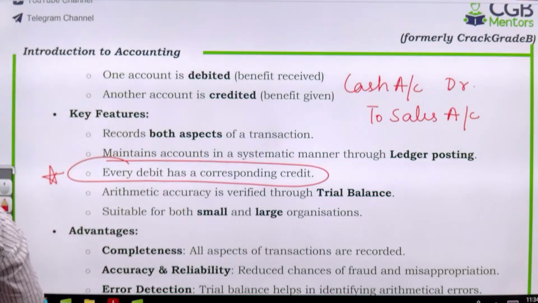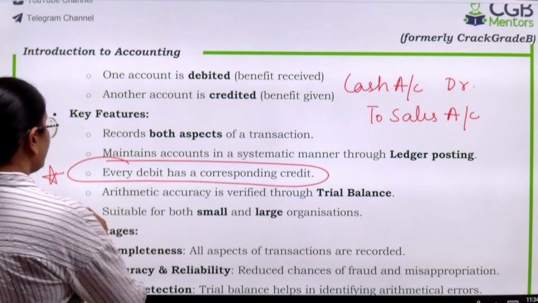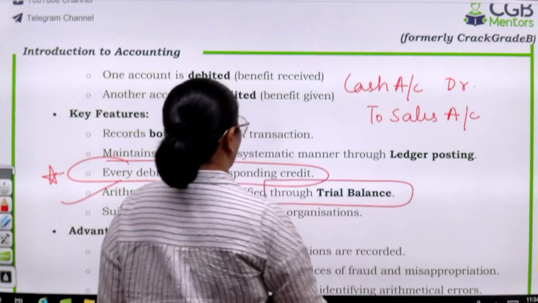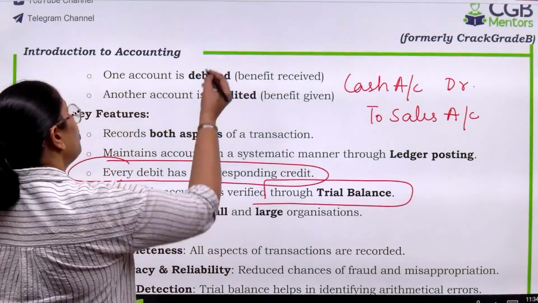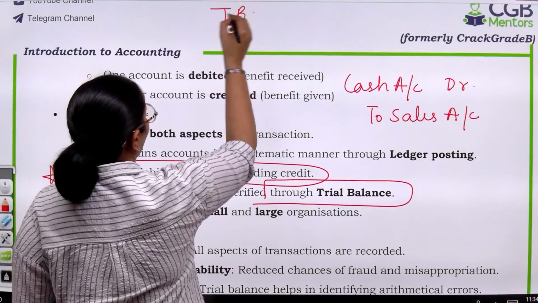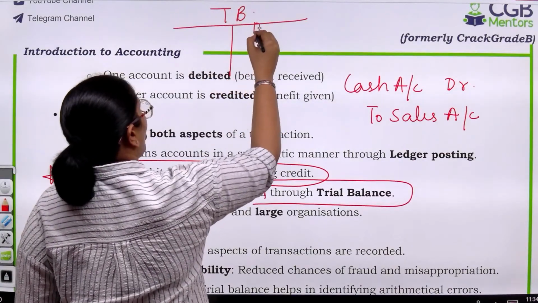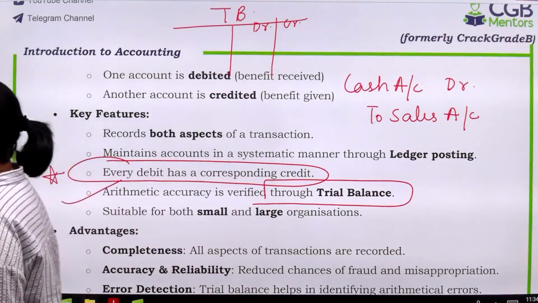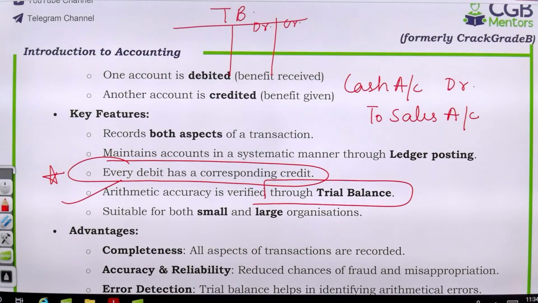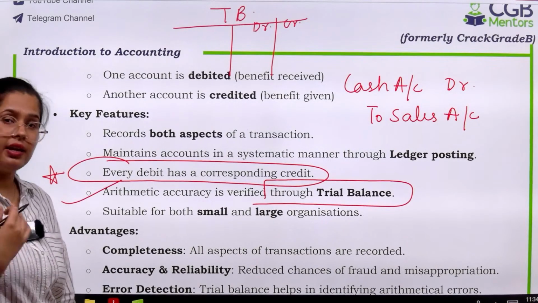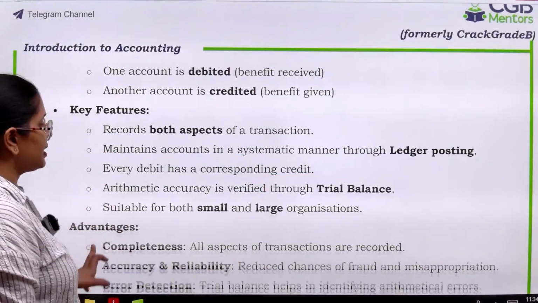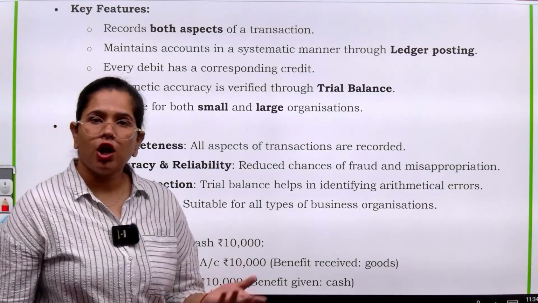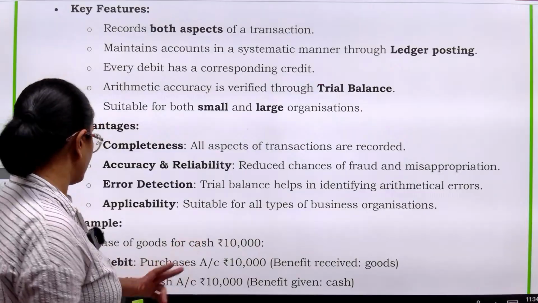Every debit has a corresponding credit. Arithmetical accuracy हम कैसे verify करेंगे? This we will verify through trial balance. Now trial balance एक statement है which tells you whether all the debits are equal to all the credits. ठीक है, क्या सारे डेबिट सारे क्रेडिट के बराबर हैं या फिर नहीं हैं? So yes, it is advantageous for all kinds of organization. Even if you are a small organization, big organization, doesn't matter.